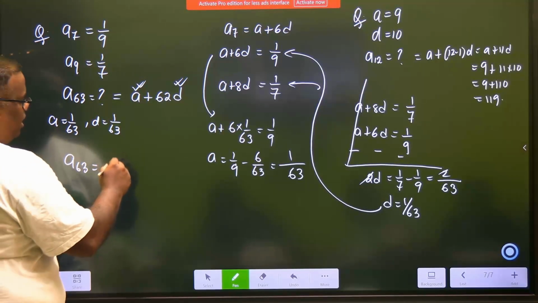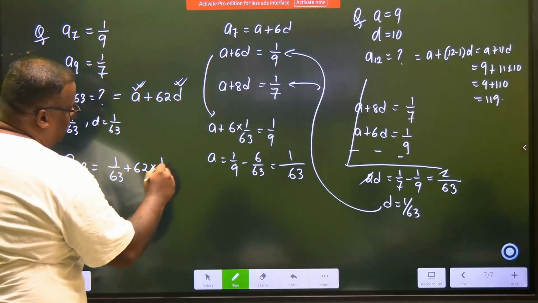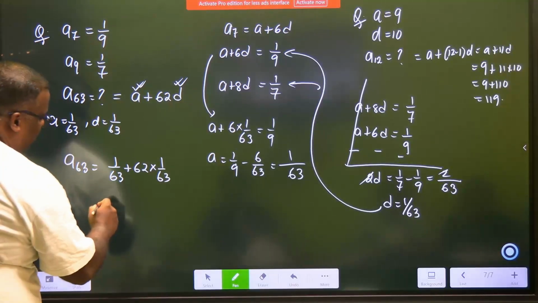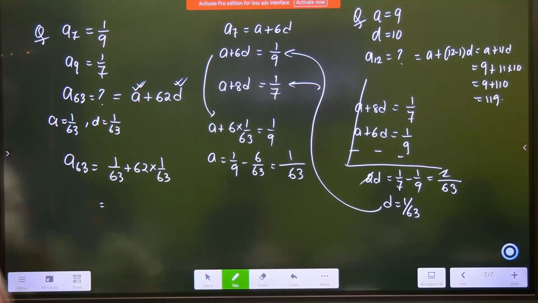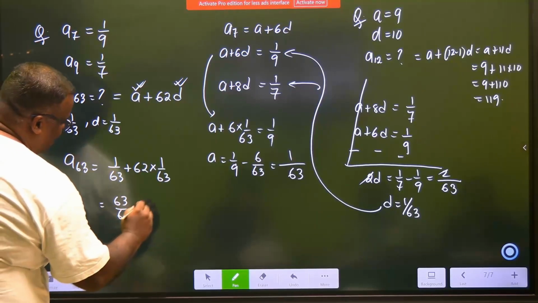A63 is A plus 62 into 1 by 63. Very nice calculation. Answer will come what? See, very nice answer. 62 plus 1, 63 by 63. Answer is equal to 1.